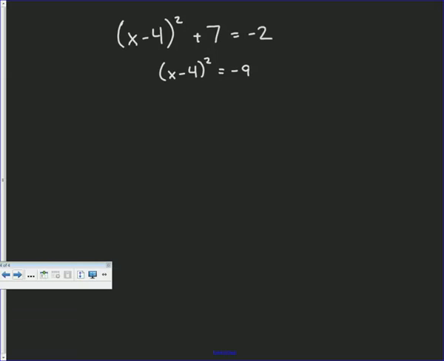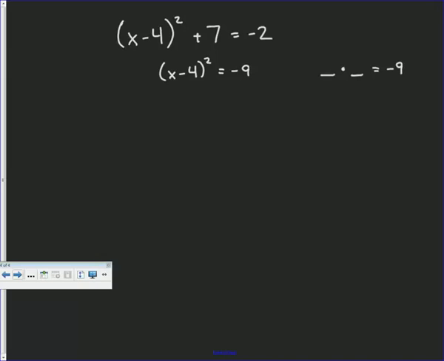And this is where I should start to get a little worried, because how is it possible that some number times itself gives me a negative 9? That doesn't make any sense. We introduced this concept in class. It's actually an imaginary number that would multiply with itself to get a negative number. We had to create this. And we're going to be talking more about this in a later lesson.